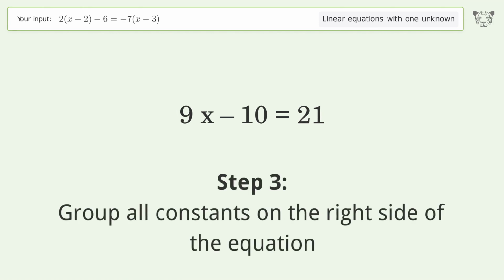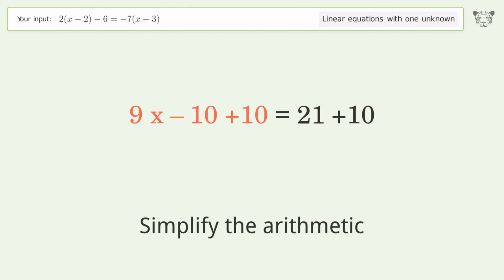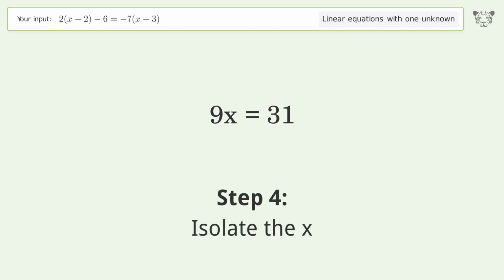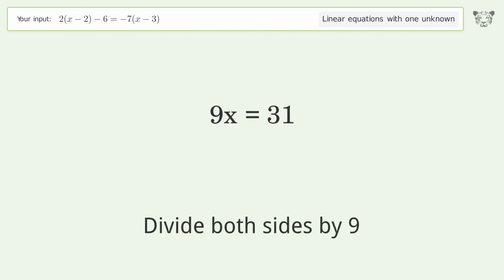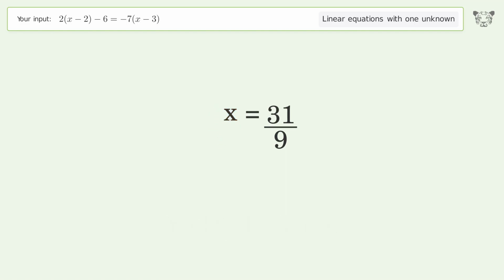Group all constants on the right side of the equation. Add 10 to both sides. Simplify the arithmetic. Isolate the x. Divide both sides by 9. Simplify the fraction. And so the final result is x equals 31/9.